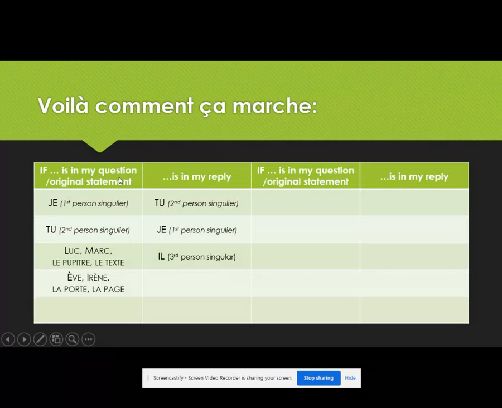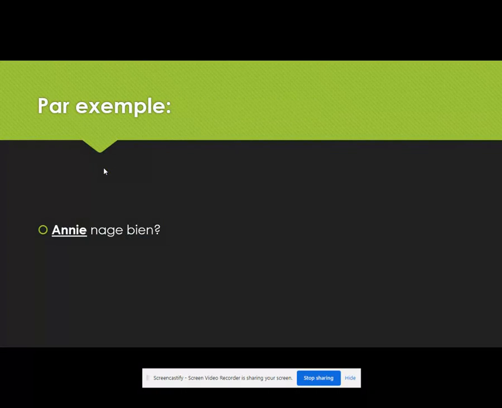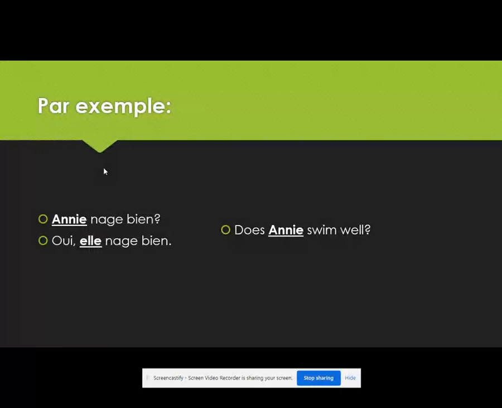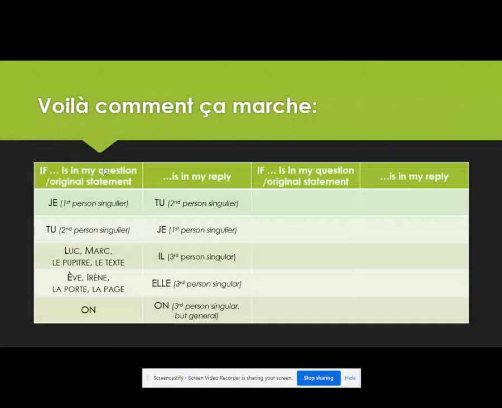The same thing works with girls or feminine objects like Eve and la porte and Irène. However, here we'll use the feminine, which is elle. So Annie nage bien. Does Annie swim well? Oui, elle nage bien, because we want she swims well in English.